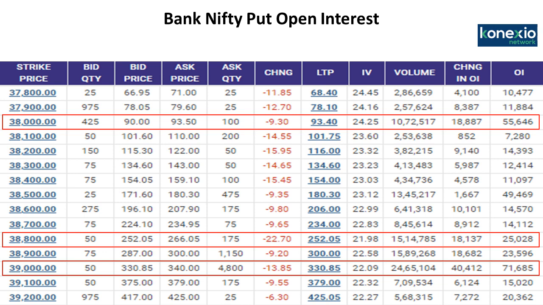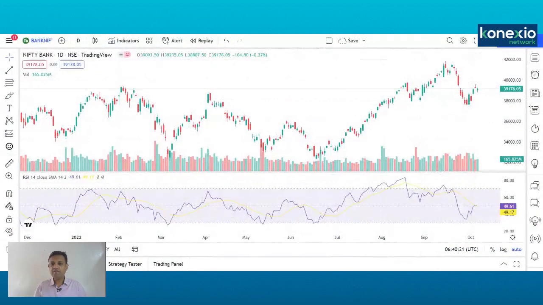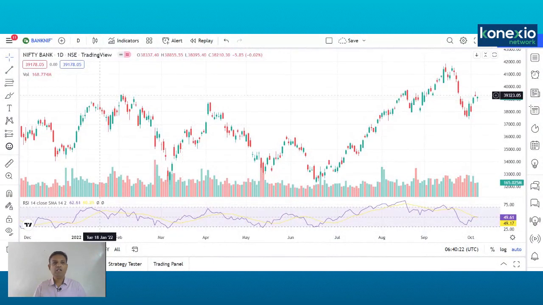Now let us come to the final segment of our show, which is the positional call. I have identified one stock from the paint industry. The name of the stock is Berger Paint. The stock has been beaten down significantly from its high, and looking at the particular setup, we feel that the stock has potential to rally from this particular level. So long-term investors can accumulate the stock in the range.